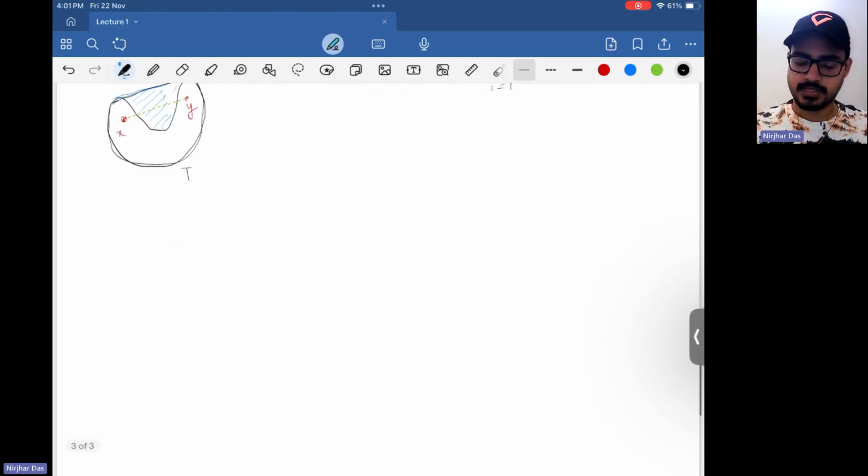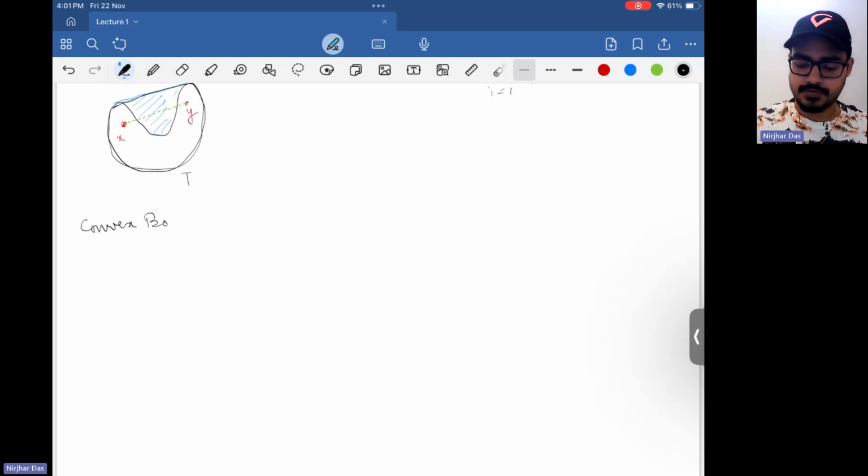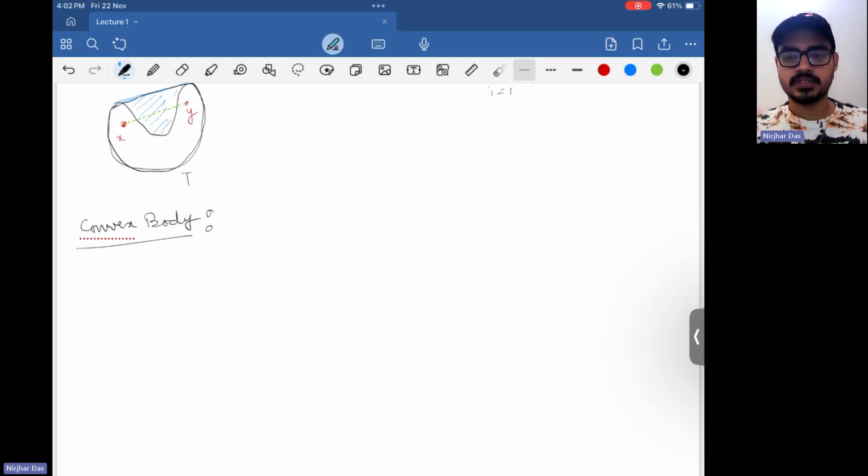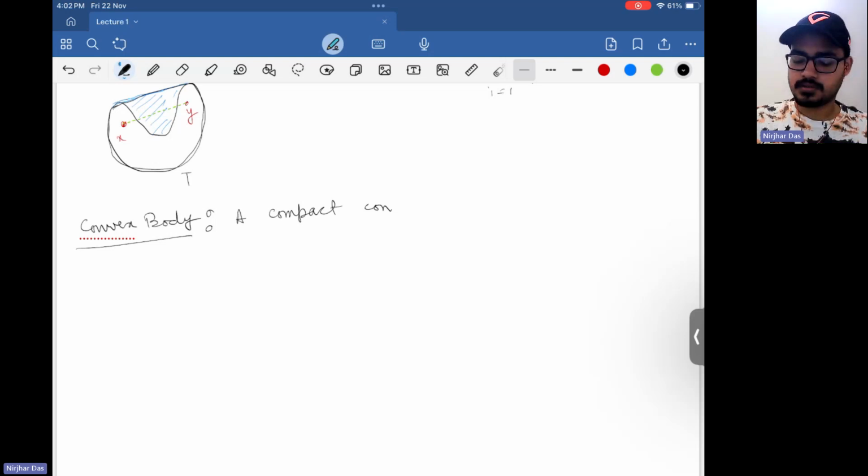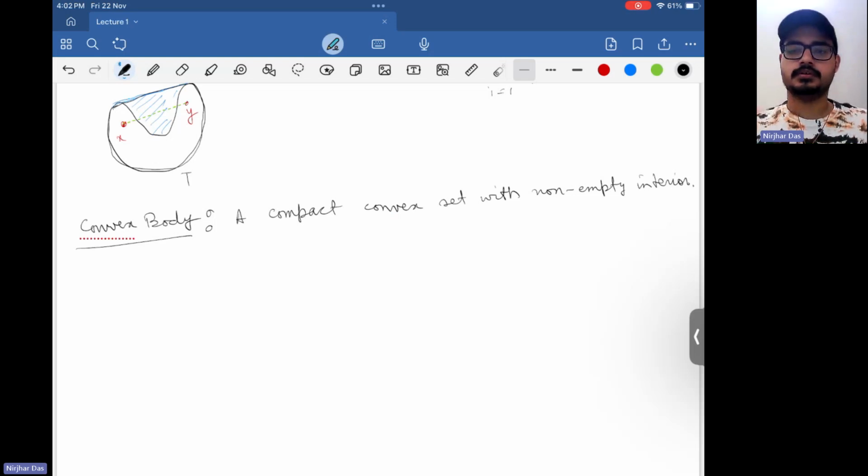So next, let me define the fundamental object that we will study, which is called the convex body. So we saw what a convex set is. Now a convex body is a restriction of the convex set. So a convex body is basically defined as a compact convex set with a non-empty interior. We'll define what these terms are, and then we will see why this is a nice object to study.